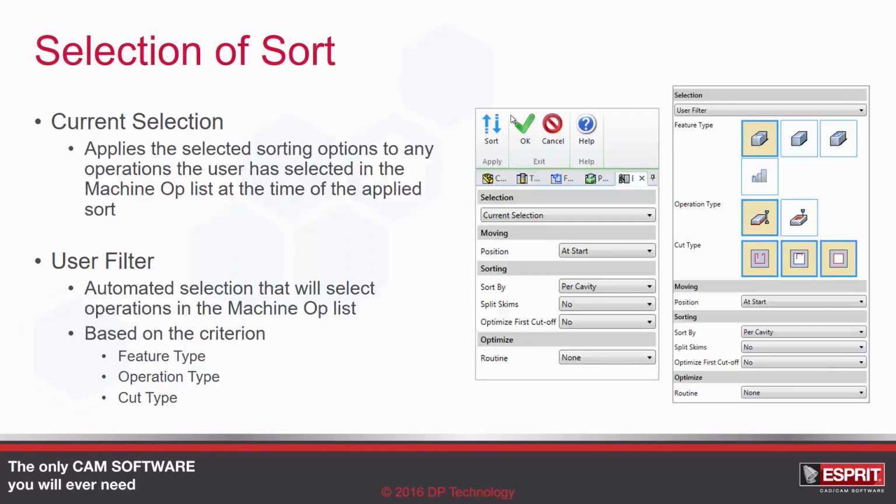So first, let's talk about the selection of the sort. As I mentioned, we have either current selection or use filter. If we choose current selection, this basically applies the selected sorting operations to any of the operations that the user has manually selected on the machine operation list. If we use filter, as I mentioned, we can actually filter based on the criterion: feature type, operation type, or cut type.